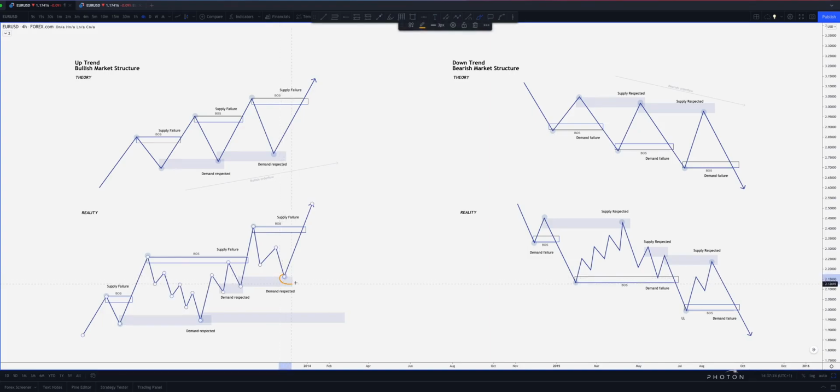So that's still tradable, or you can use it for information, right, that you could look for a long. It potentially may be short-lived, and then price may want to come lower, mitigate this area, and then go. But as you can see here, it doesn't have to. It can respect demand, and it can go there.